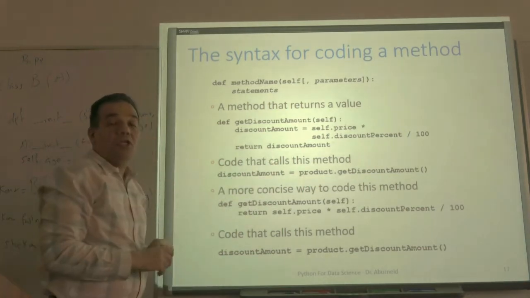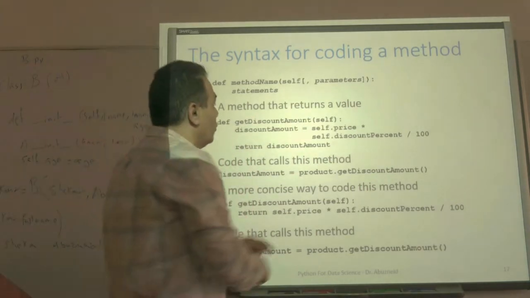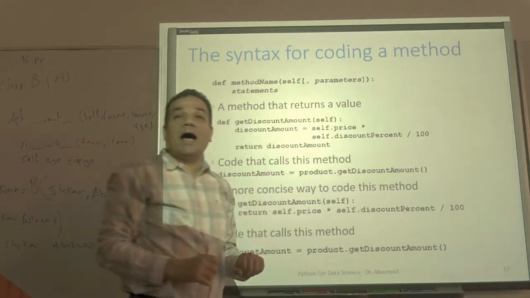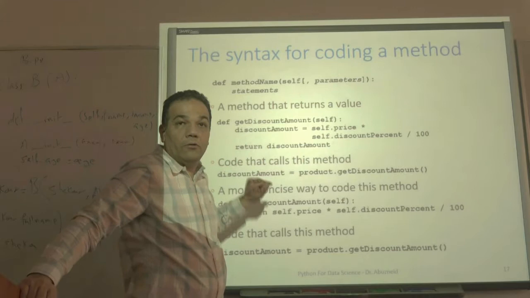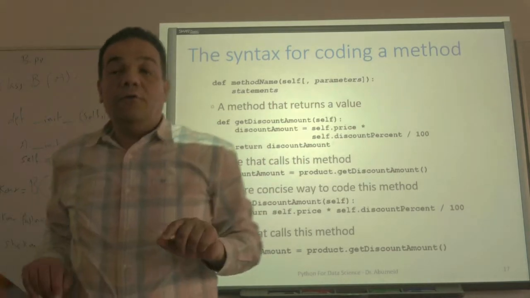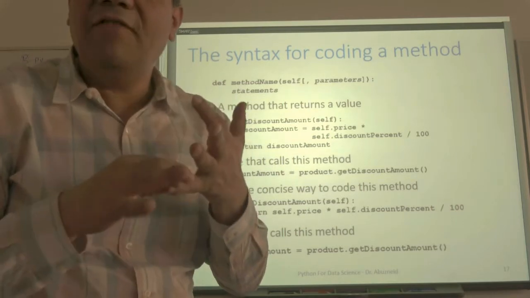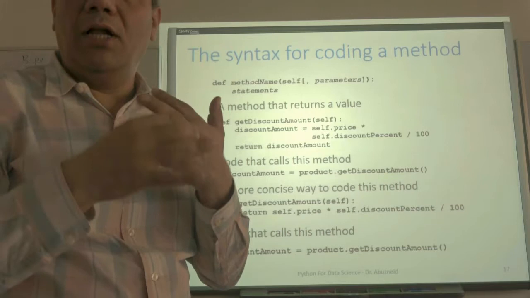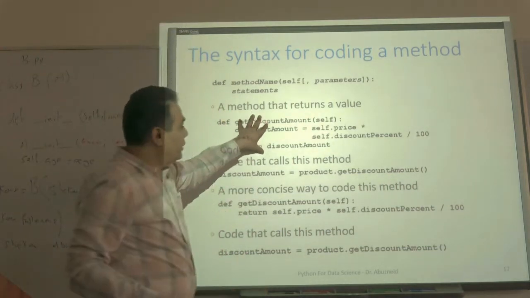So usually any method has an input. Where does the input go? Between these two parentheses here. And it has an output. What is the output? The return value. Remember that in Python, the input could be multiple values and the output could also be multiple values. So this is a method.